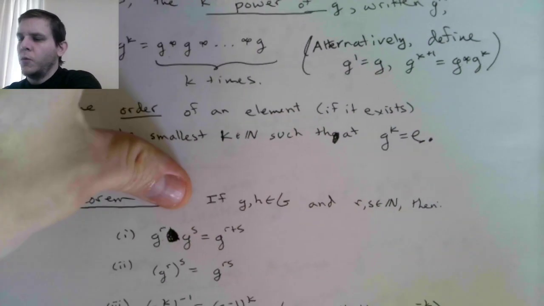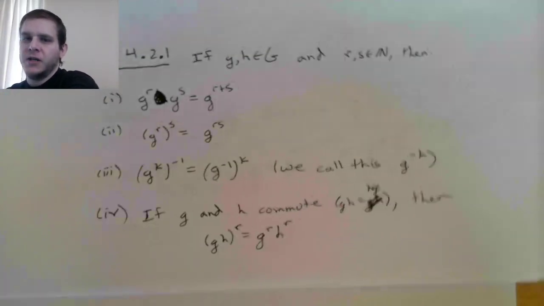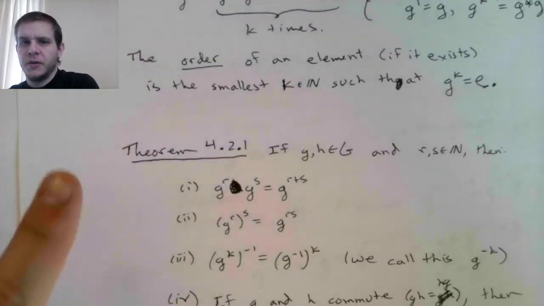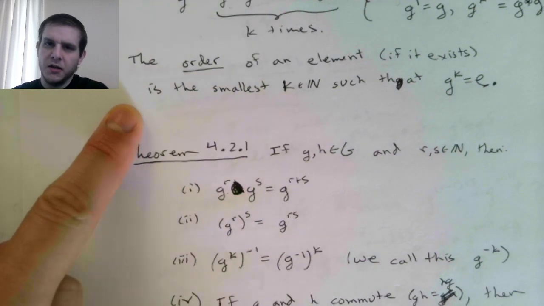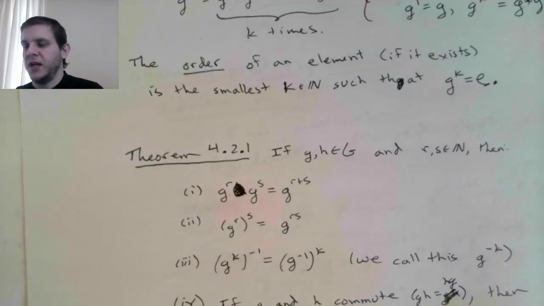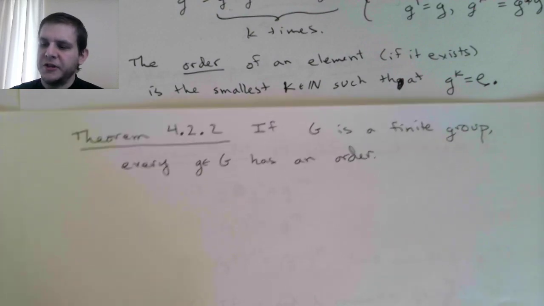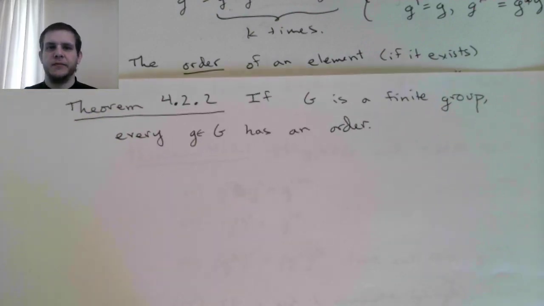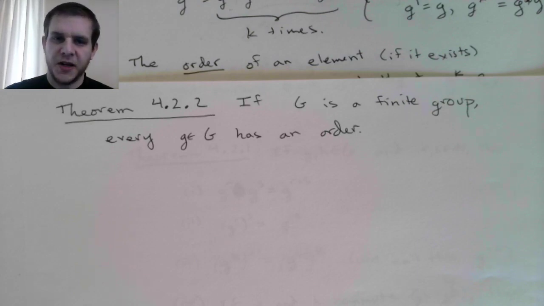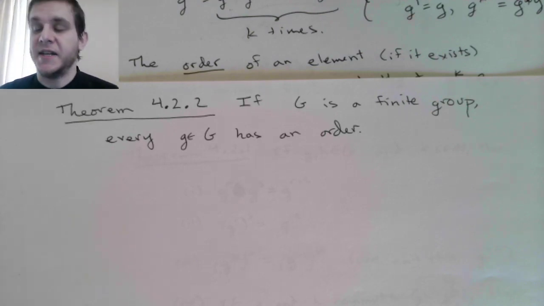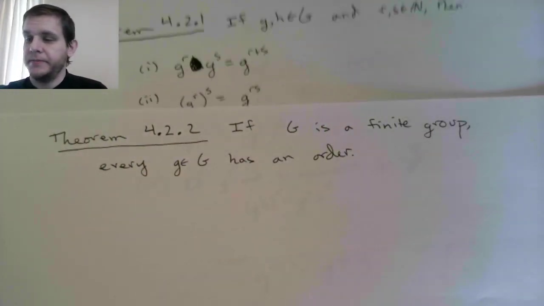So what do I want to do with these rules, and what do I want to do with order, right? Because I want to say something about the order: the first time that a cycle or a permutation becomes the identity, when I start taking its iterates. So the first thing I should know is that an order always exists. And this is theorem 4.2.2, that if G is a finite group, every element has an order. This is not true in infinite groups, but it is true in finite groups.